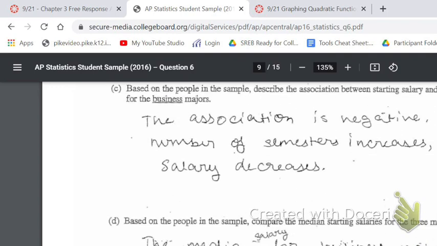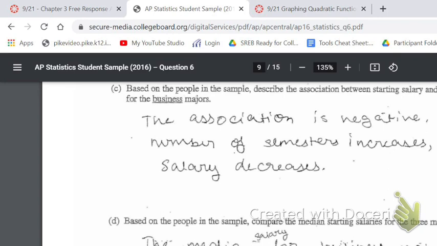So we left off comparative language here. We left off talking about form and strength here. Yes, ma'am. So for mine, I included, according to the graph, the median starting salary increases with the number of semesters. Would that be comparative language? Yes, but I would probably add just a little bit more.